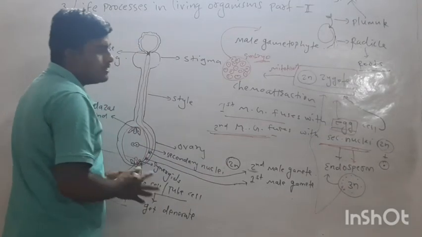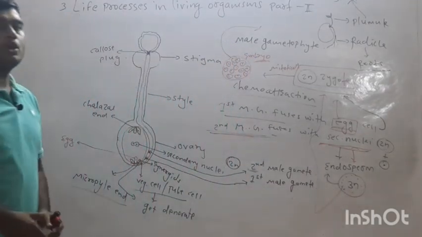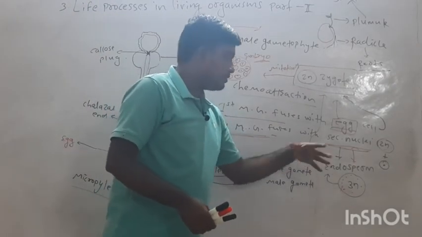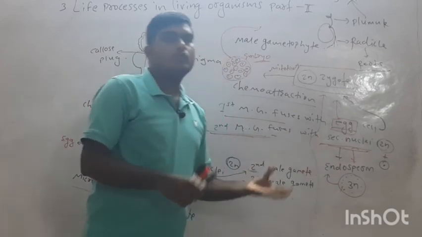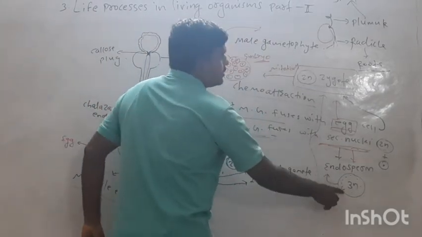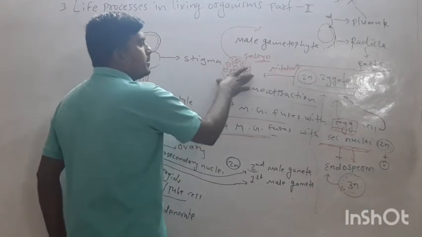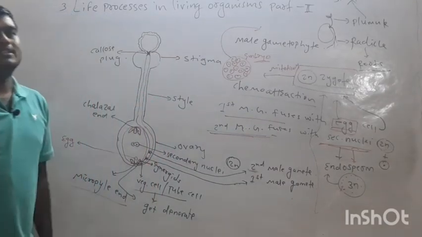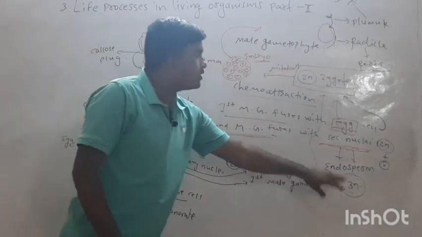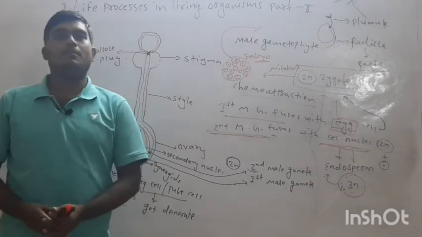this diploid secondary nuclei, and that leads to the formation of triploid endosperm. And endosperm is the structure where food is stored in the form of starch, and that stored food is used by the zygotic cell, as well as during the growth or development of embryo, during the formation of seed, and the new plant after the germination. So that food is utilized by the developing embryo. So this is called reproduction in plant.